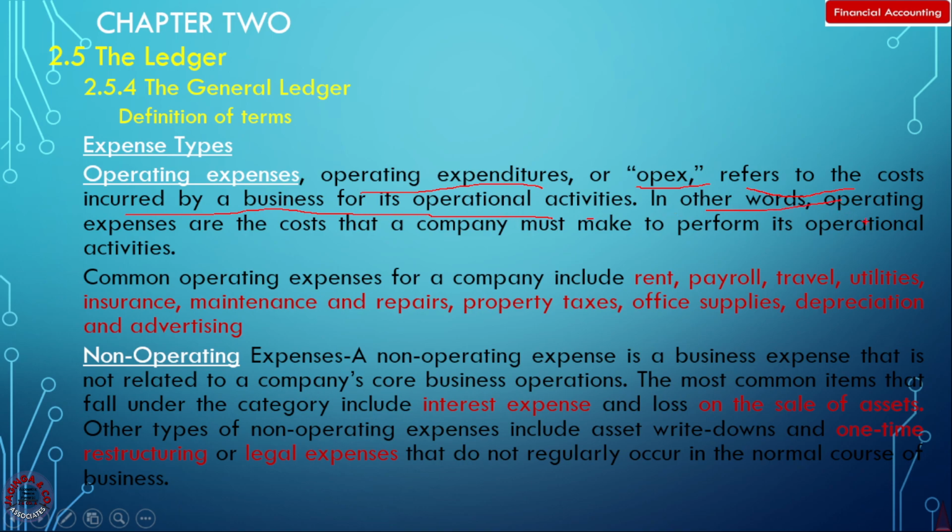In other words, operating expenses are costs that a company must make to perform its operational activities. So those costs that you must incur to make operational activities, we are calling them operating expenses. The common operating expenses for a company include rent, payroll, utilities, and insurance. When you talk about utilities, we mean water bill, electricity, and telephones. Those are what we are calling utilities.